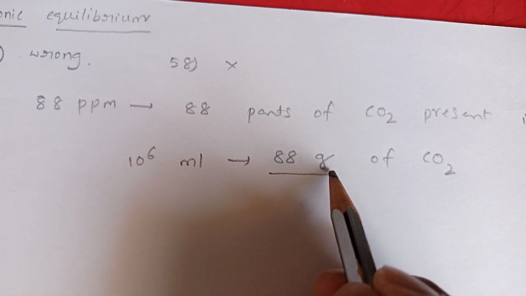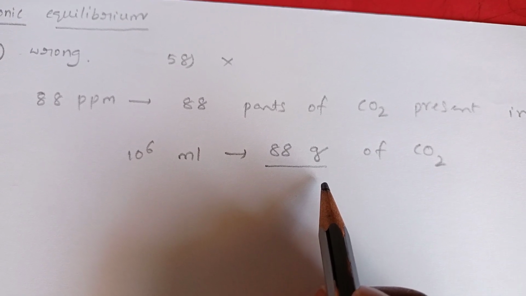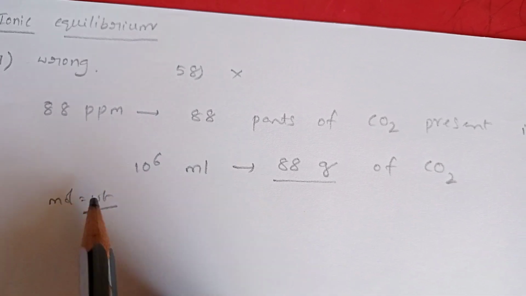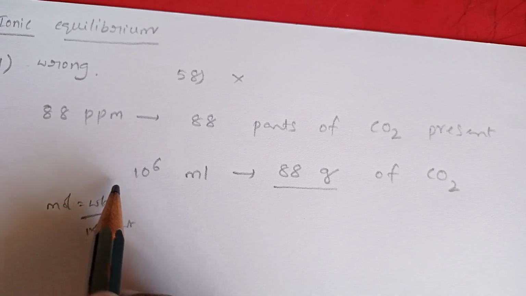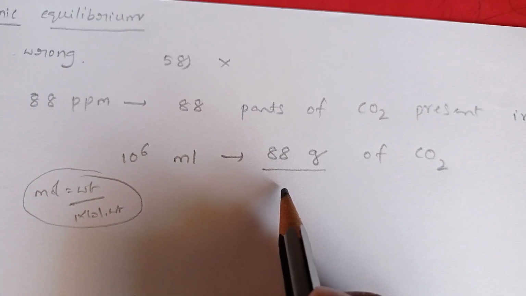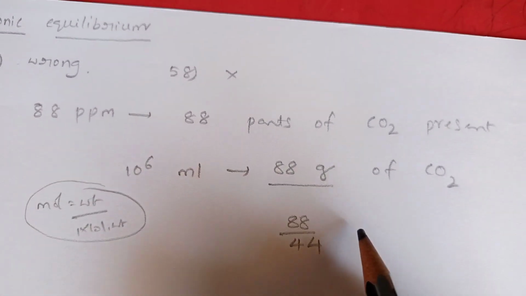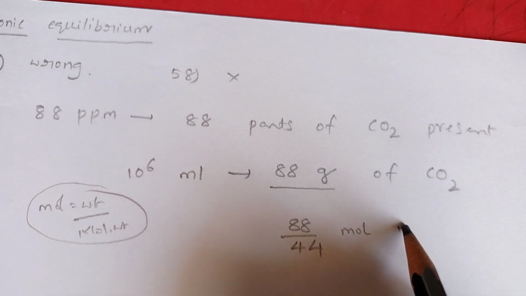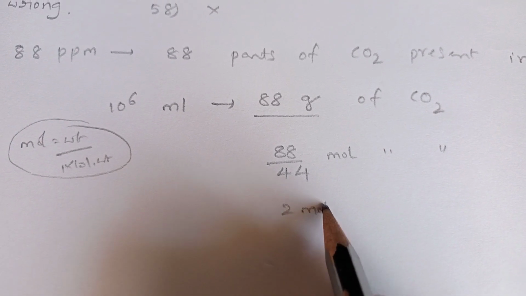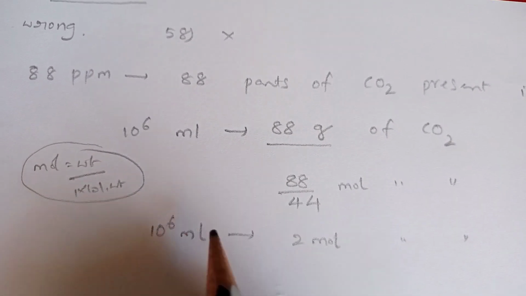88 grams of CO2 means how many moles? We know how to calculate moles. What is the moles formula? Mole is equal to weight by molecular weight. We know very well about this one. So 88 grams means 88 by carbon dioxide molecular weight 44. So 88 by 44 moles means 2 moles of CO2. So 2 moles present in 10 to the power of 6 ml.